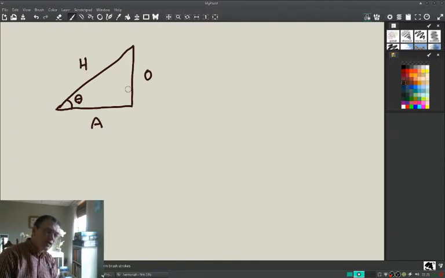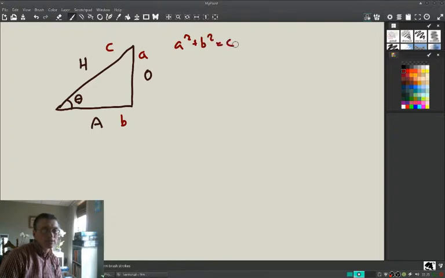Also, if you just know the opposite and the adjacent side, you can find the hypotenuse with the Pythagorean theorem. I will also write these as A, B, and C, where A squared plus B squared equals C squared. And once you know these things, you can find the trig functions. You can find this angle here if you work backwards. That's another step for another day.